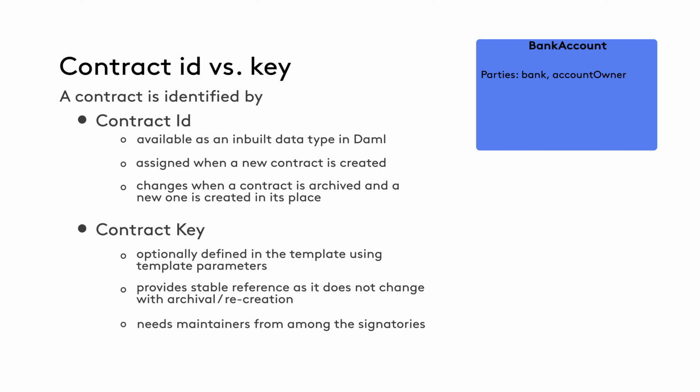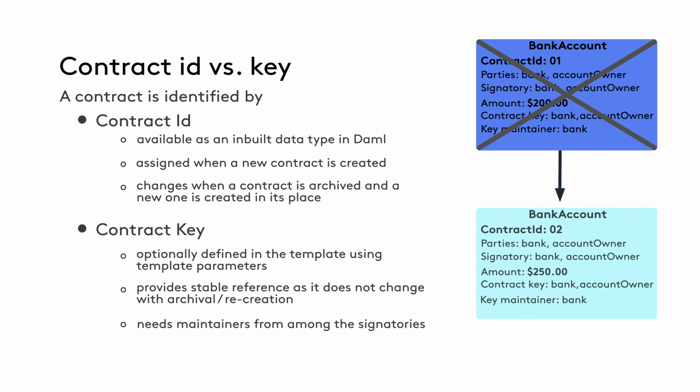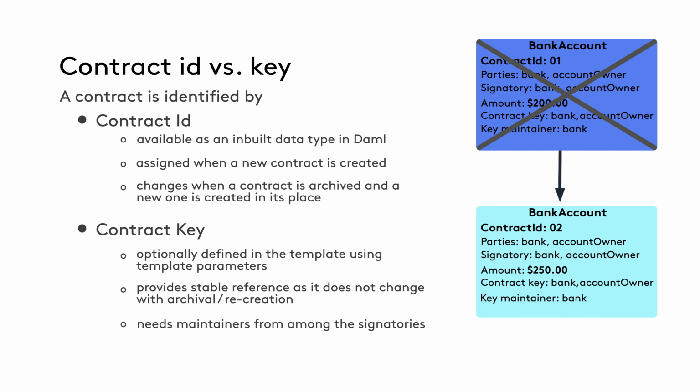For example, we can define a bank account as a contract between a bank and the account owner. Both of them are required to authorize the creation of the account, and they are both designated as signatories. When the account is created, let's say it gets a contract ID as 01. Let's say the template has been defined by the contract key made up of the bank and account owner's party IDs. When the account owner deposits $50, the old account is archived and the new one is created. The contract ID changes to 02, but the contract key remains the same as its parties have not changed.